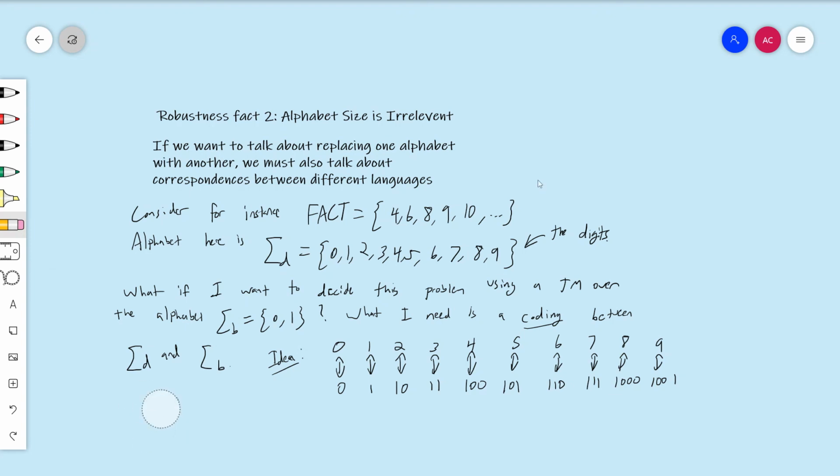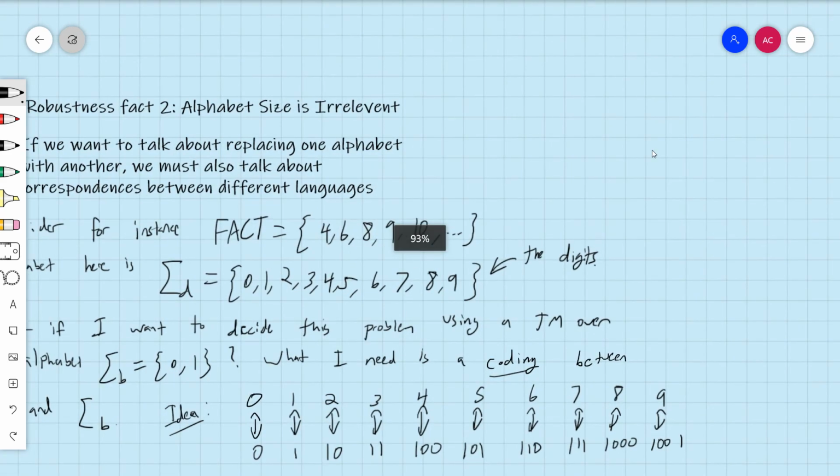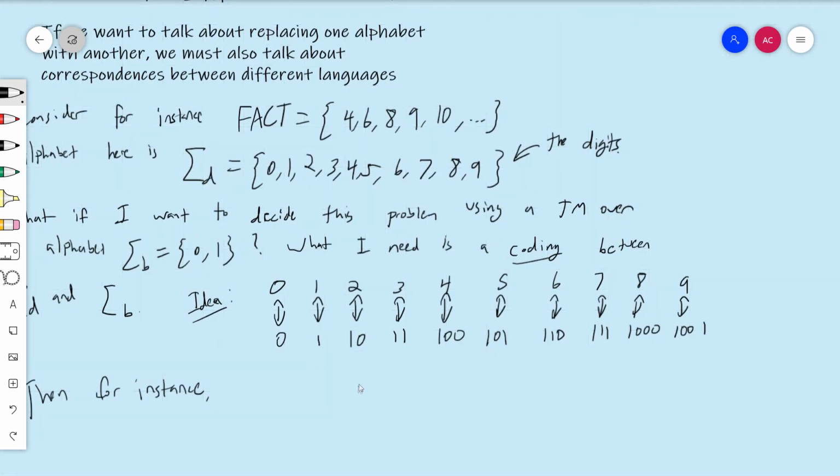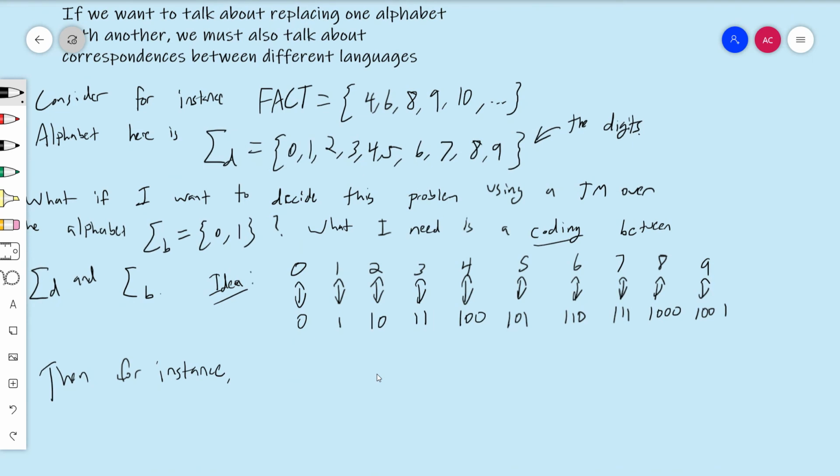Then for instance, let me zoom in a bit. So then for instance, 30, let's think about the number 30, would be 110, right? It would be 1, 1, that's the 3, and then 0, that's the 0. However, there's a problem.